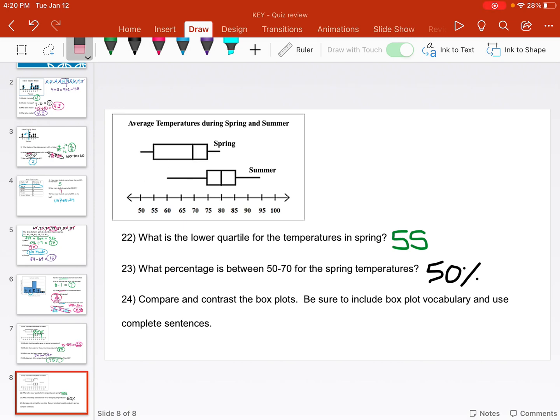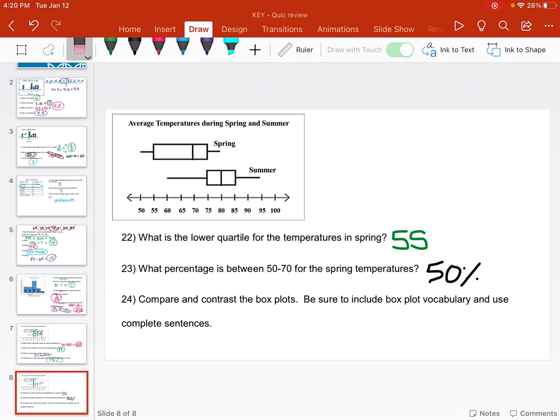And then compare and contrast the box plots. So here our answers are going to vary. Think about different ways that they are similar or different. I'm not going to be able to go through every possible answer, but a few things you could mention are things like how the upper quartile for spring matches the lower quartile for summer. And that's kind of showing us how much higher the temperatures are in summer than spring. You could talk about the medians and how they compare to each other.